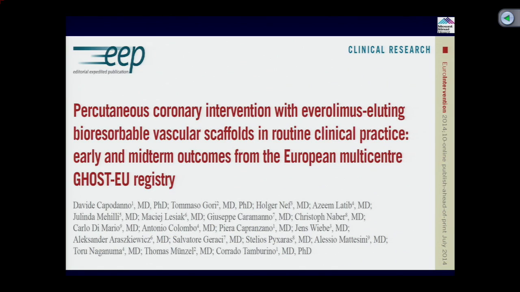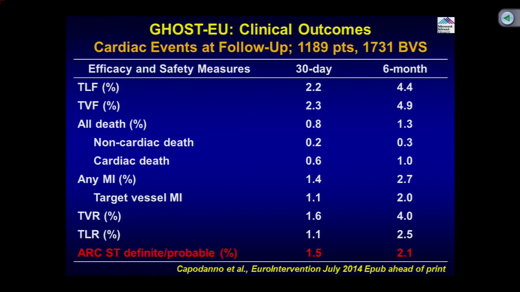Now, there are a few data sets which have come in the last 6 months. The first of its kind was the GHOST EU registry, basically from European multi-center studies, in 1189 all-comer patients, in whom 1731 BVS were deployed, and these are the 30-day and 6-month outcomes. Seems to be okay. That's what you would expect if you take all patients, with acute coronary syndrome being about 30 to 40% in this group.